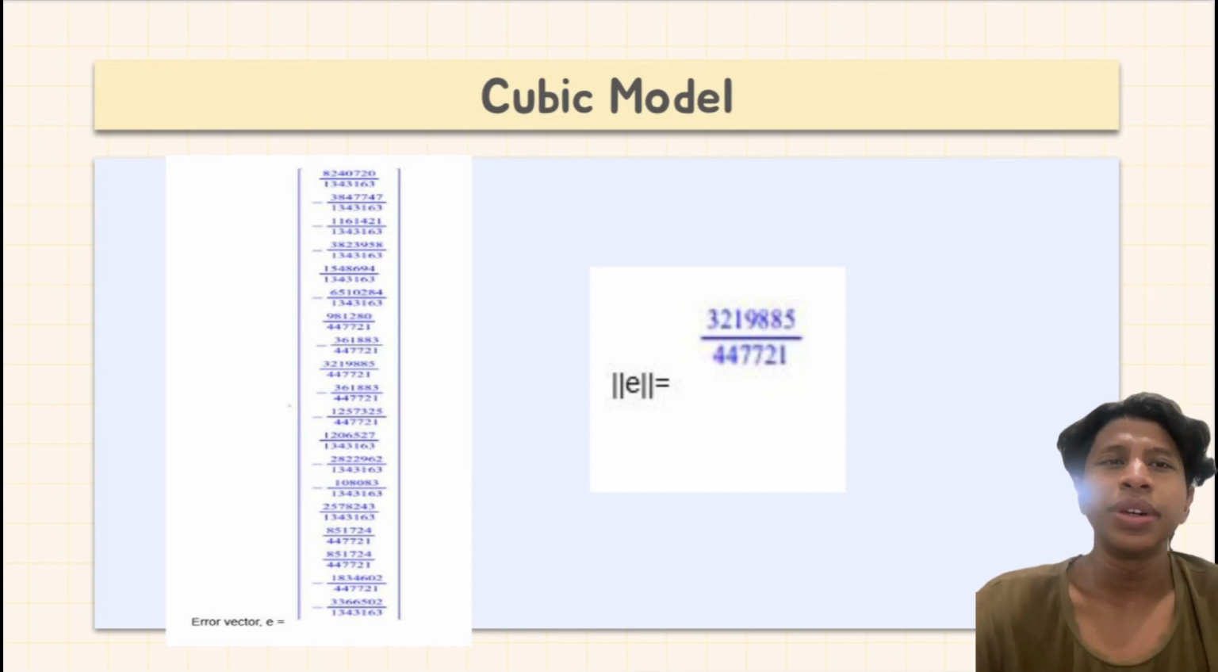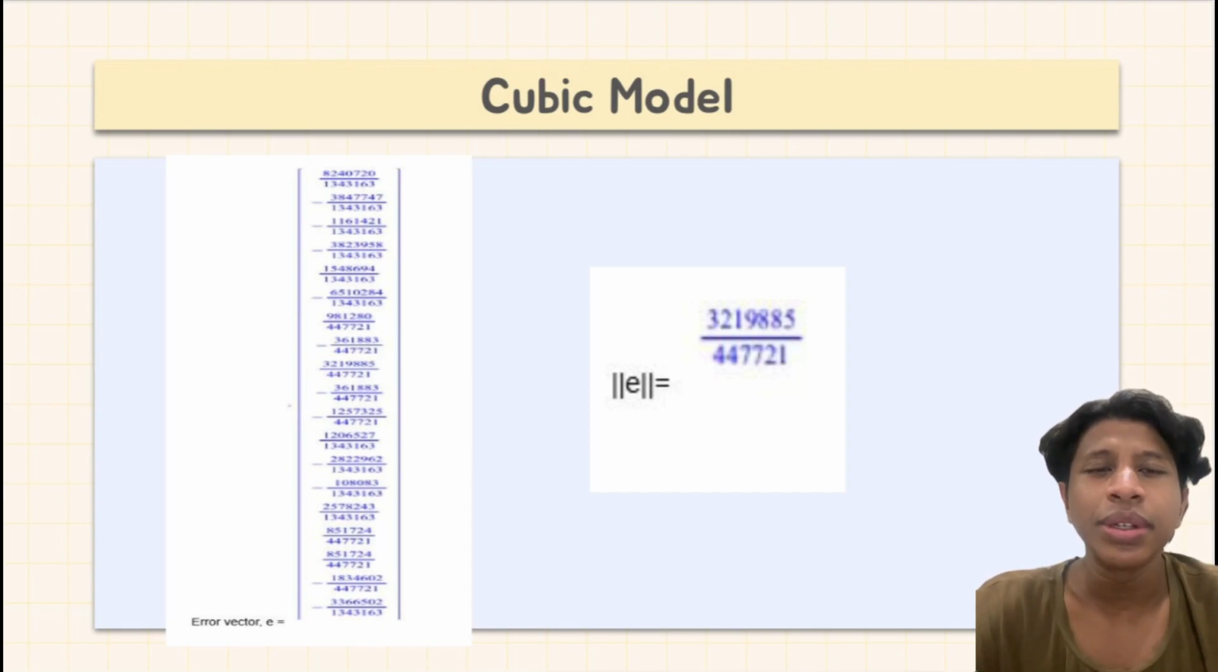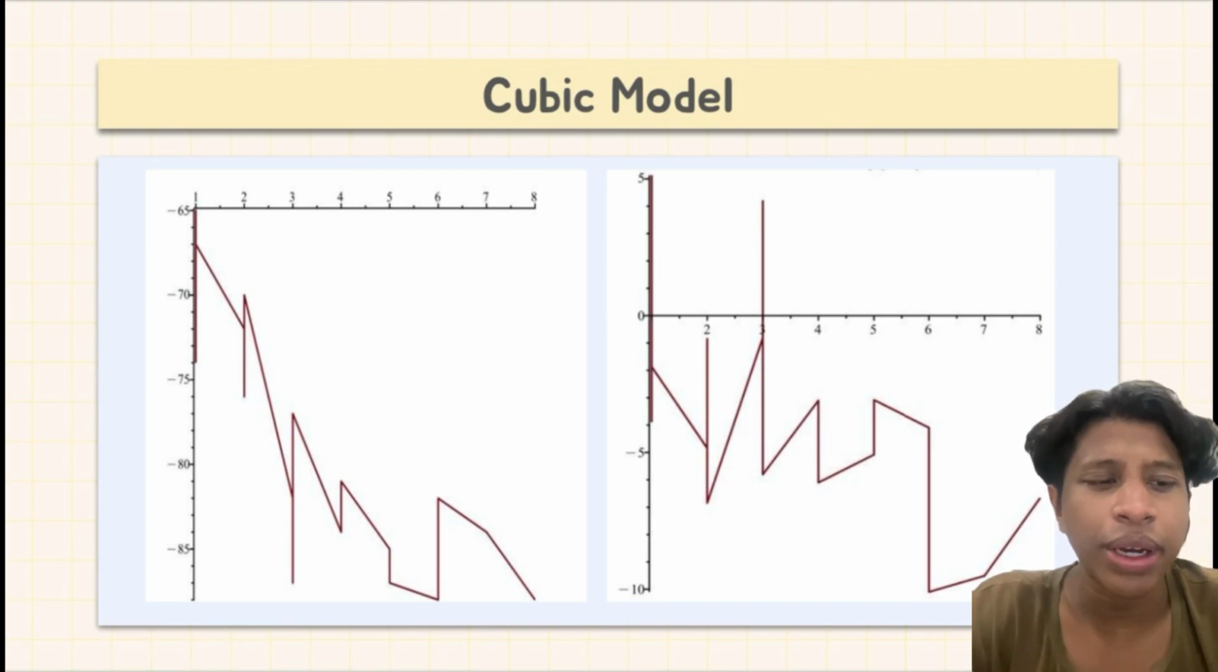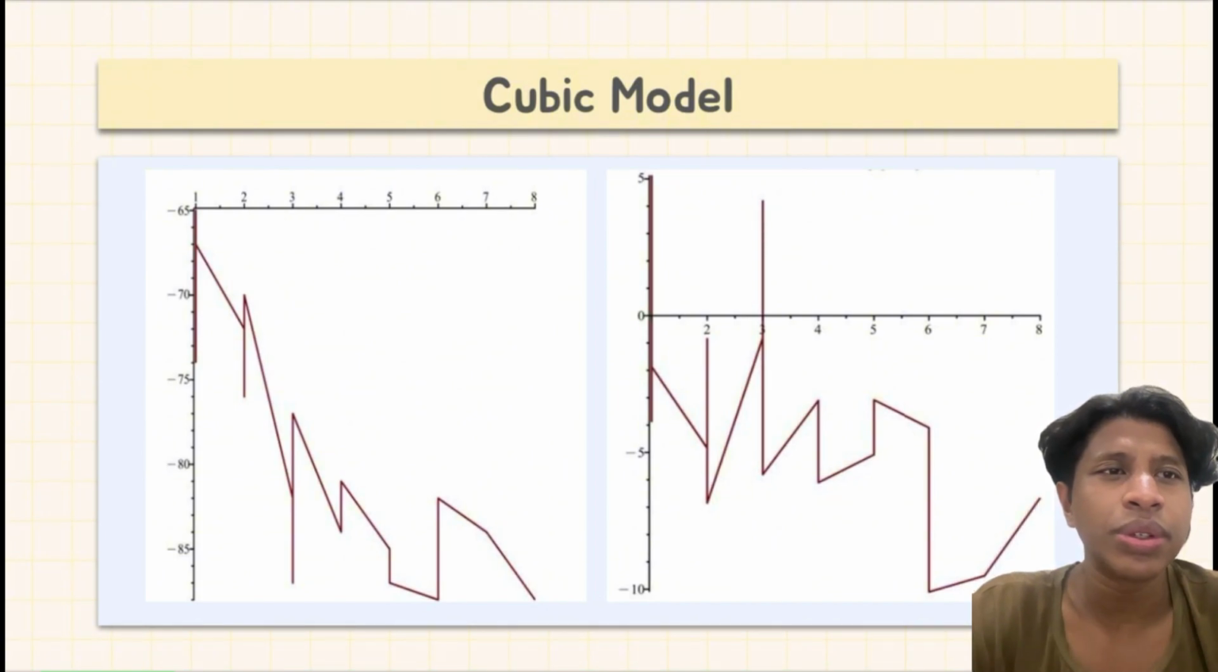After that, we find the error vector with the symbol E. Next, as you can see, we have a graph of the cubic model, as in the slide before. So we have graph 1 and graph 2.